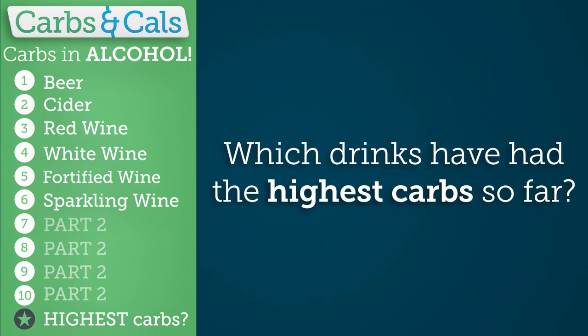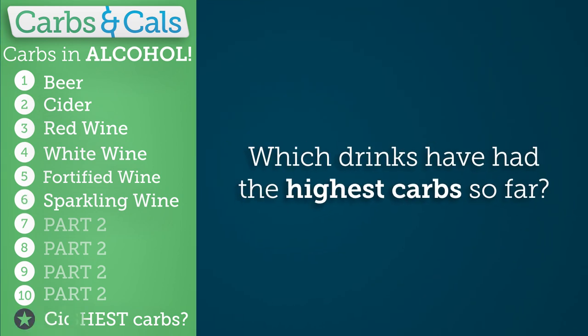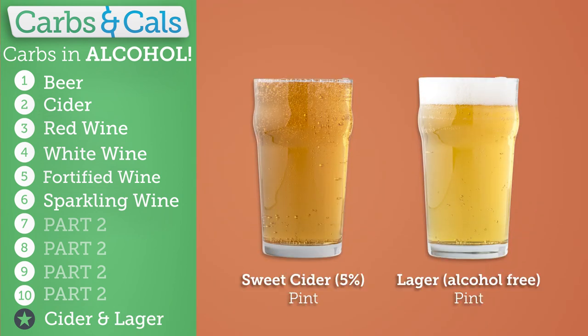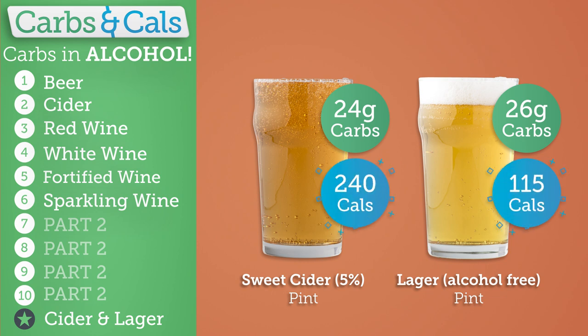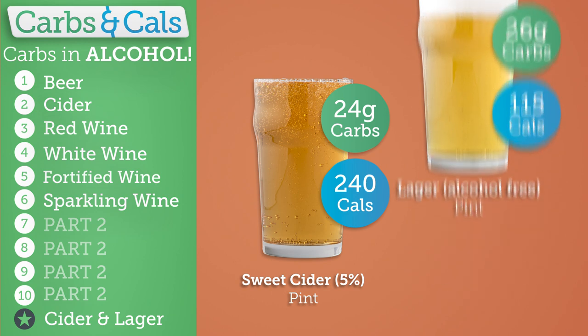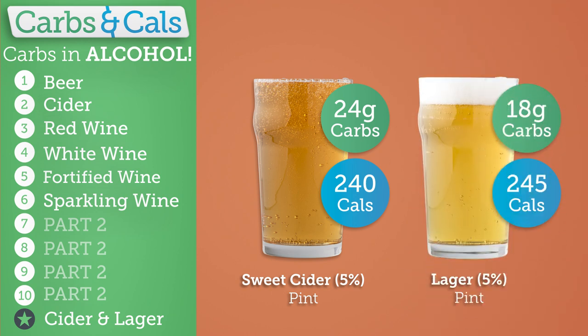But which drinks had the highest carbs so far? A pint of sweet cider or alcohol-free lager are neck and neck at 24 and 26 grams, but the alcohol-free lager has less than half the calories. And the pint of sweet cider also has the highest calories so far, together with a pint of 5% lager. Both have around 240 calories. But we haven't seen the highest yet.